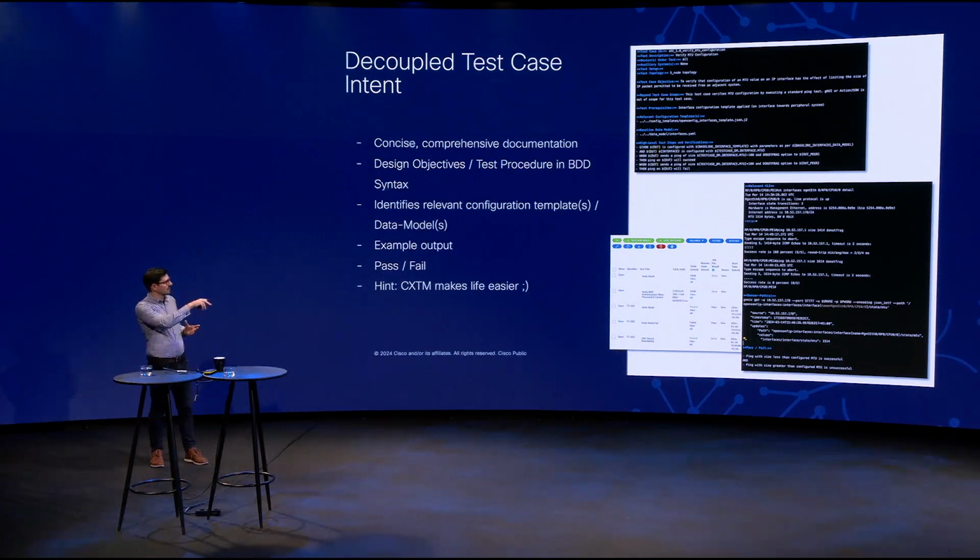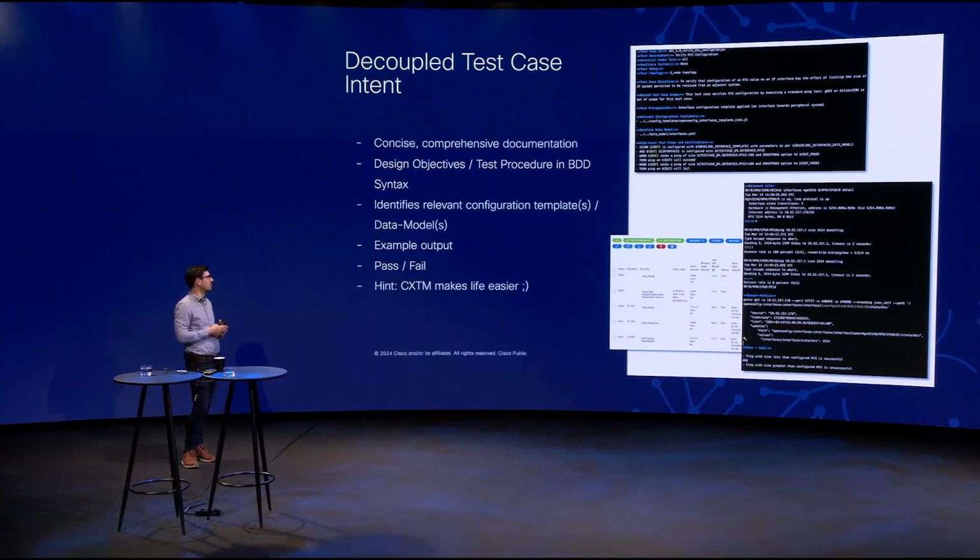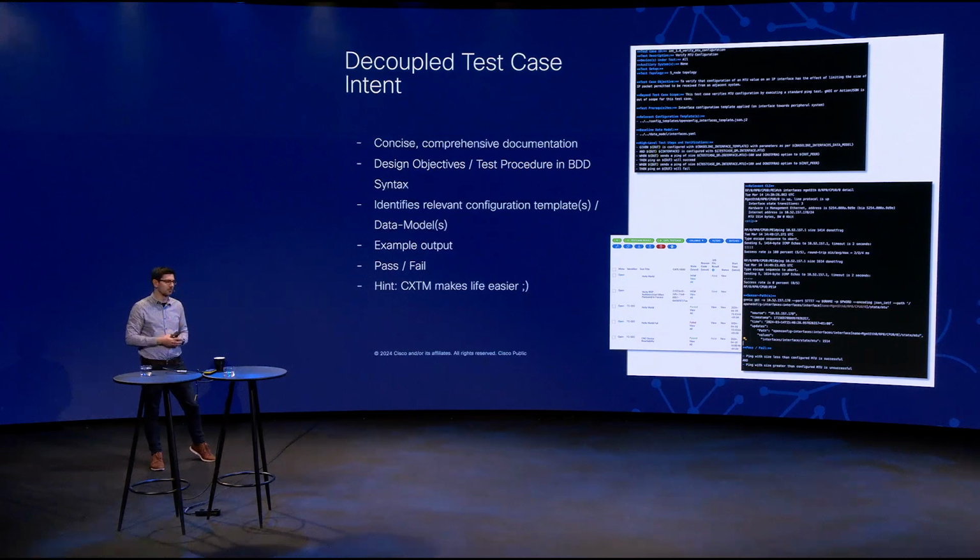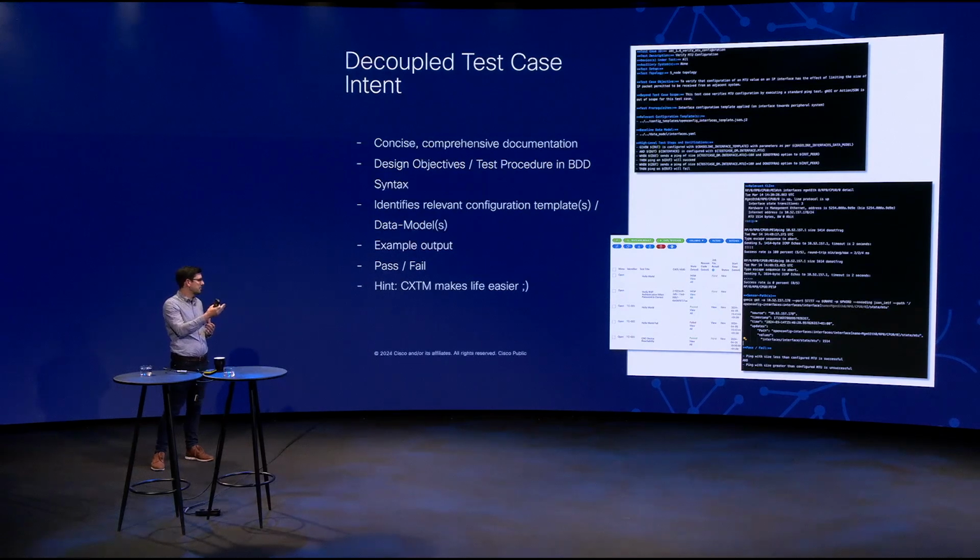In the two text files, we've got a pure markdown structure. In this case, we chose to use behavior-driven development to define the high-level test case steps. I'll go into that in a bit more detail in a moment. We identify relevant config templates. We identify the data models or design templates that are relevant for this particular test case.